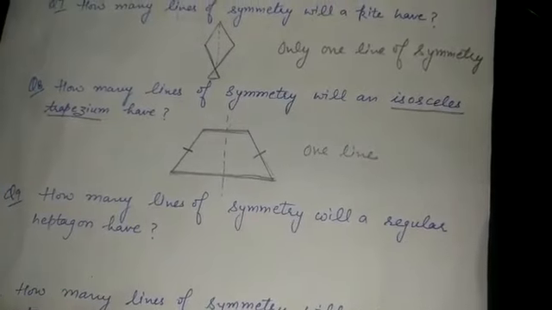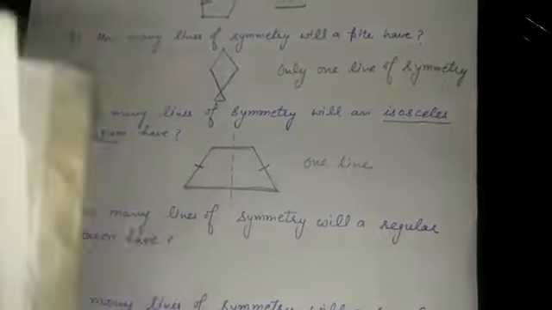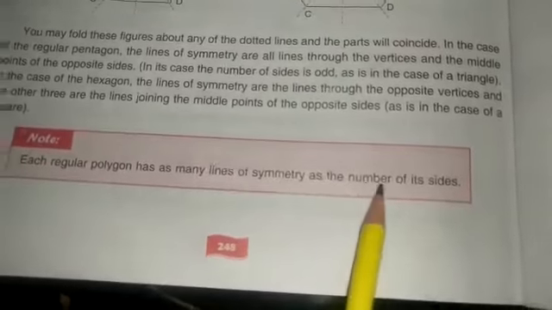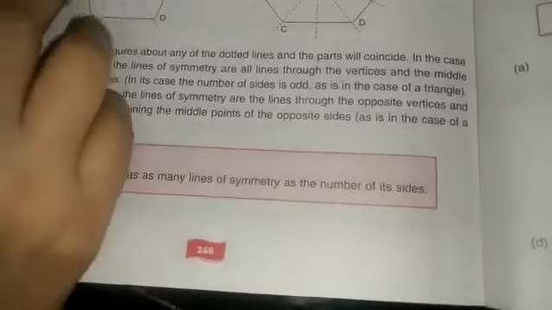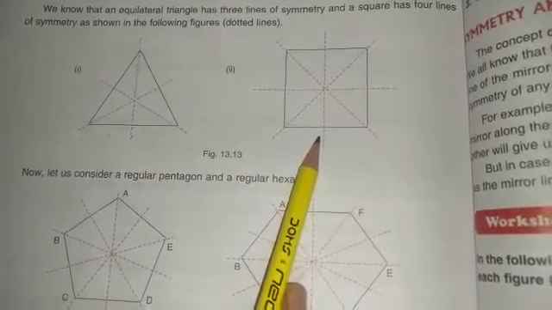How many lines of symmetry will a regular heptagon have? Before moving to this concept, I want you to see the lines of symmetry of regular polygons. For the triangle and square we did it earlier. I have told you that each regular polygon has as many lines of symmetry as the number of its sides. How many sides does a triangle have? 3, so it has 3 lines of symmetry. Square, how many sides? 4, so it has 4 lines of symmetry.